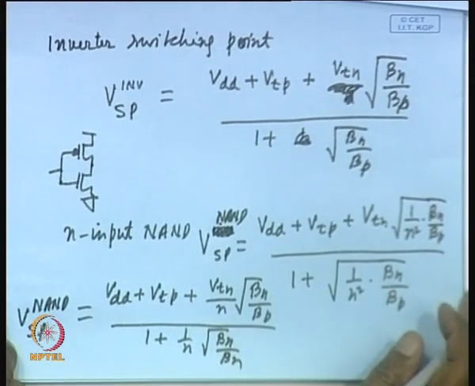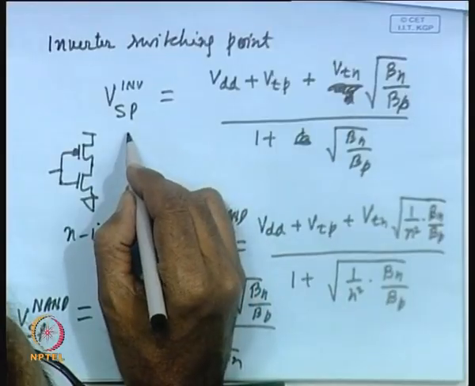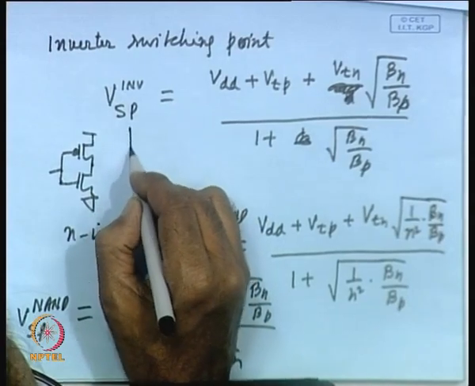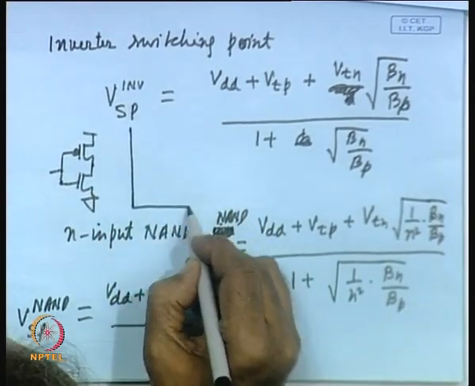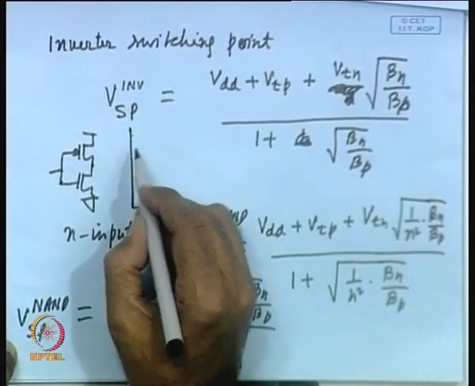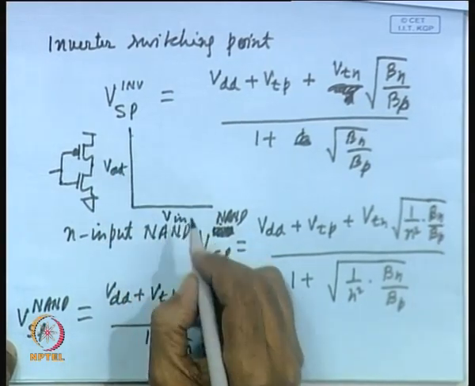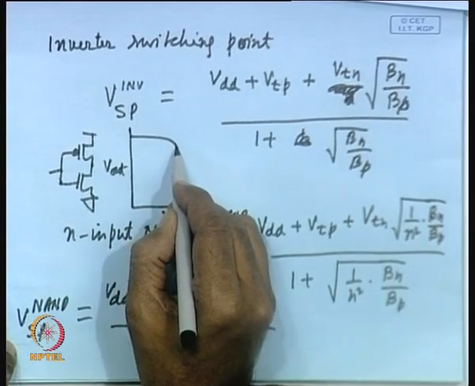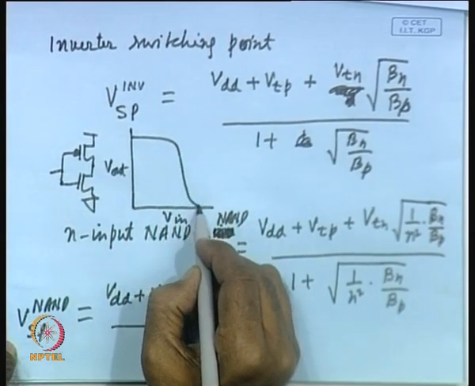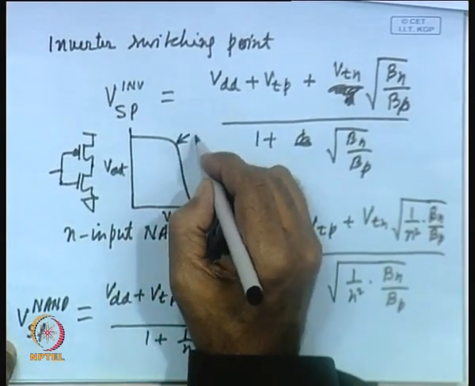How is it affected? If we consider the switching point of an inverter, in what direction will it go? So, let me plot the transfer characteristic here. Let us assume this is your V out and this is V in, and let us assume this is the transfer characteristic for inverter.